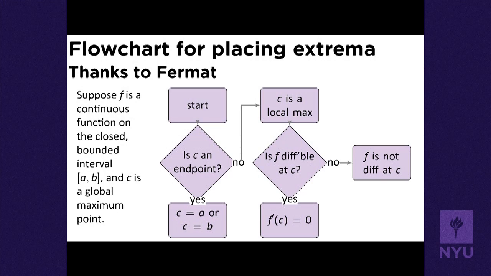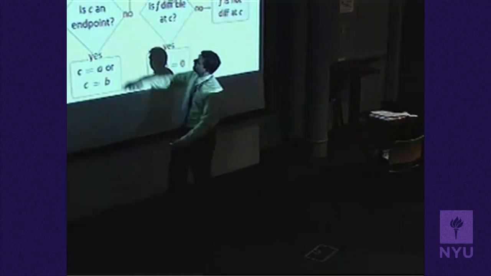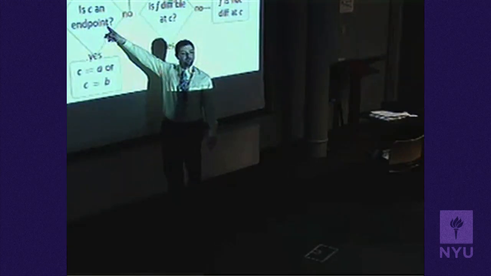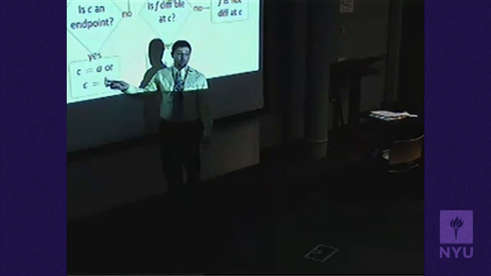One thing I do know is that if I have a function which is continuous and its domain is a closed bounded interval a to b, then there is a global maximum point somewhere. And what I've said is that that global maximum is either on the endpoints or it's not, right? If it's on the endpoints, well, there are only two endpoints. If your global maximum is an endpoint, then it's either A or it's B. Okay? That makes sense, right?